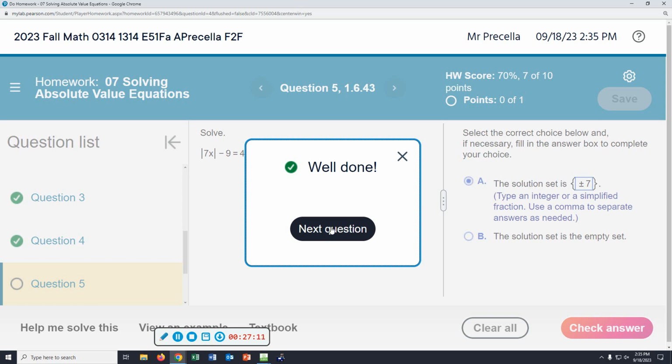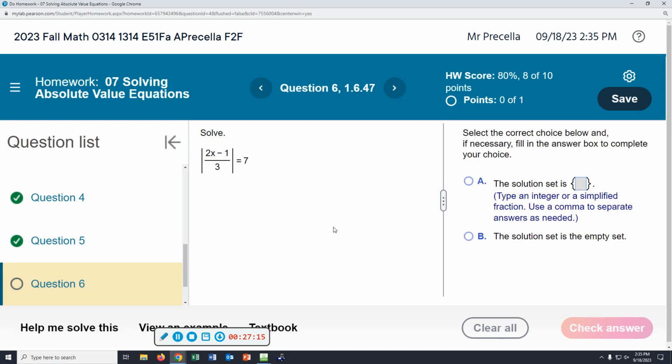Okay, now number 6. Don't panic too much. We have the absolute value of 2x minus 1, all over 3, is equal to 7.